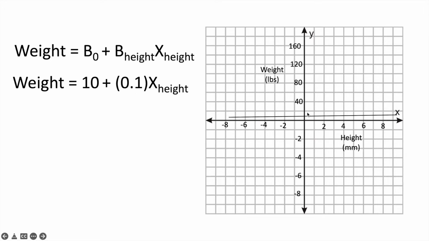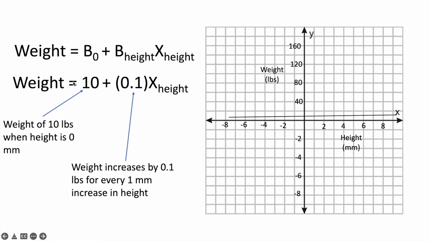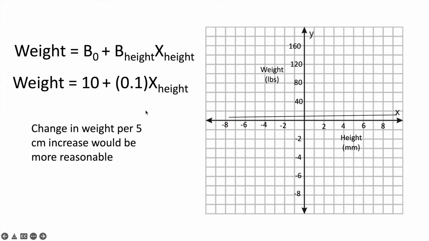It's got a low intercept, a baseline weight of 10, which is low, and also it's only increasing at very small increments. So our baseline weight is 10, and that's when height is 0, which is an unreasonably small baseline height. And also when height is increasing by 1 millimeter, those are very small increases. It's very small increments that it's increasing by.